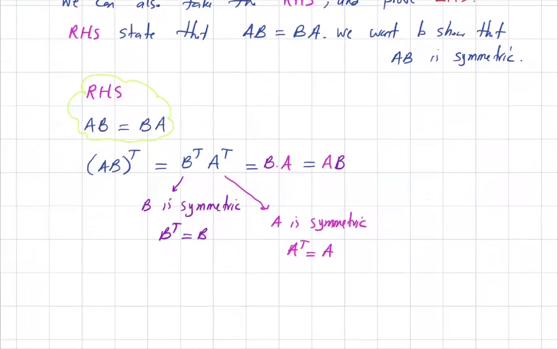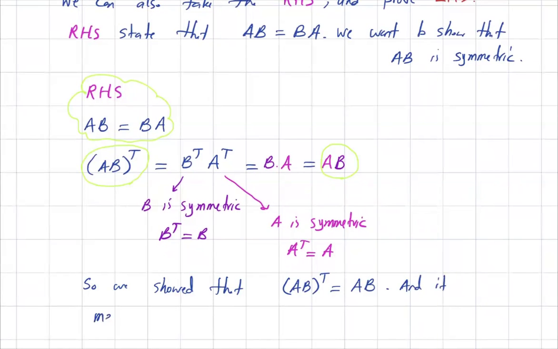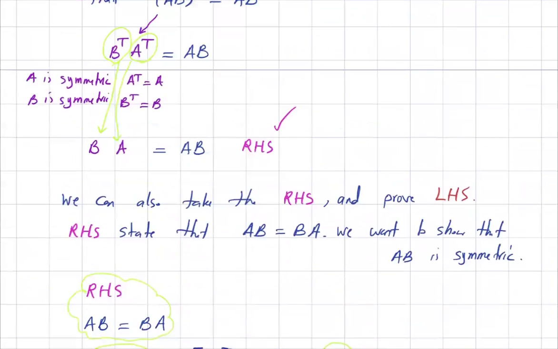So what we just showed is that the transpose of AB is nothing but AB. What's the meaning of that? It means that the product between AB is symmetric. So let us recap what we did.